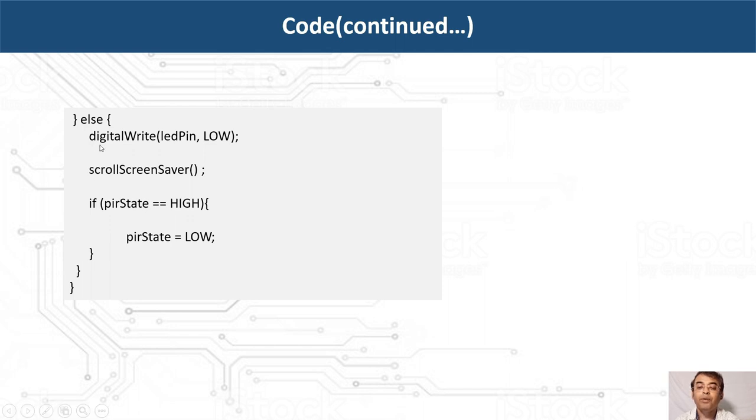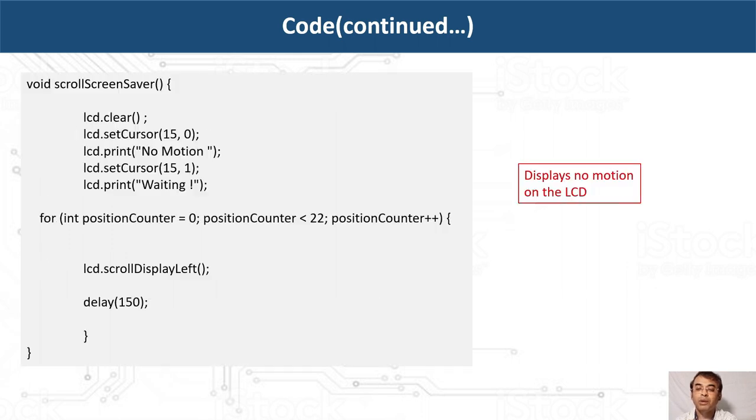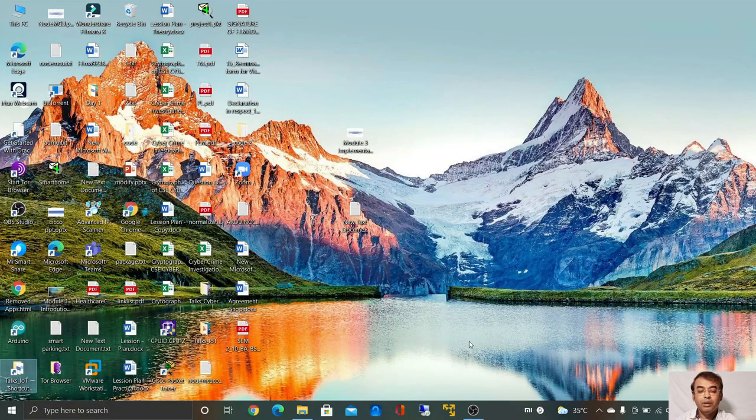So now we have else part. Here LED pin is low, that means if sensor value is not high, then LED is low, guys. And if PIR state is high, then just set PIR state to low. So I have written one scroll screen saver function, guys. You can see for LCD display. Displays no motion on the LCD. That's it. Now I'll open the Tinkercad.